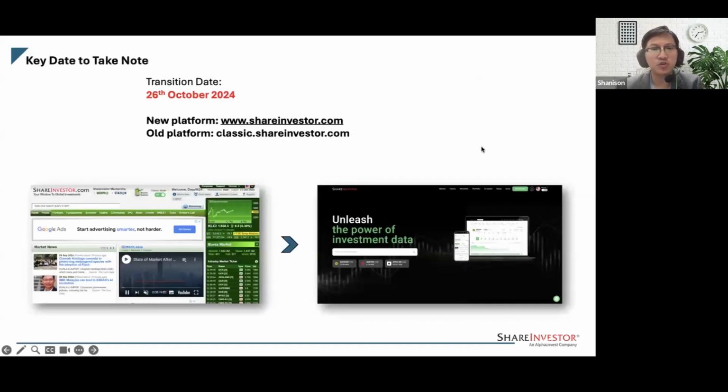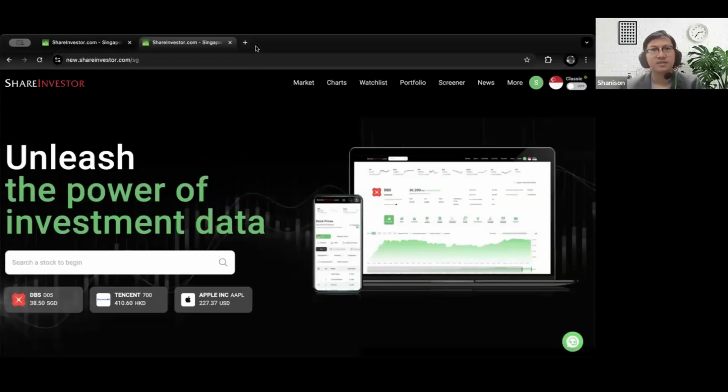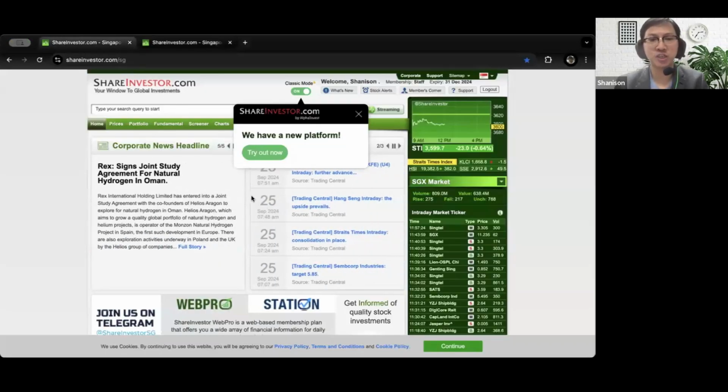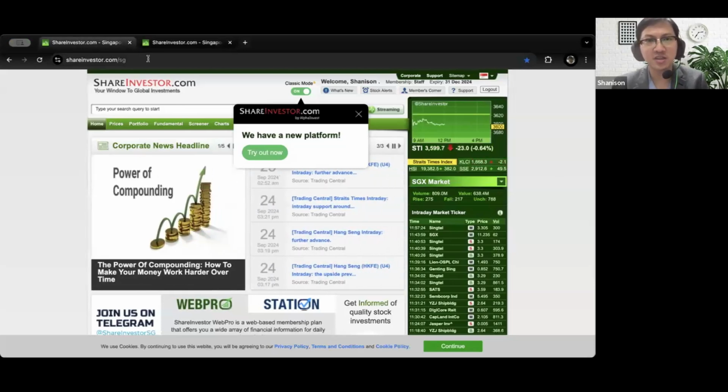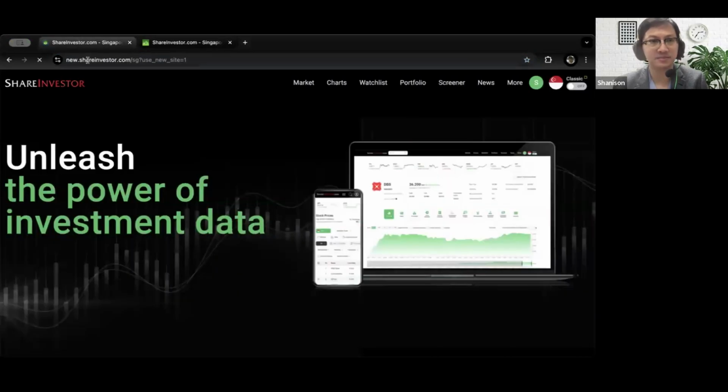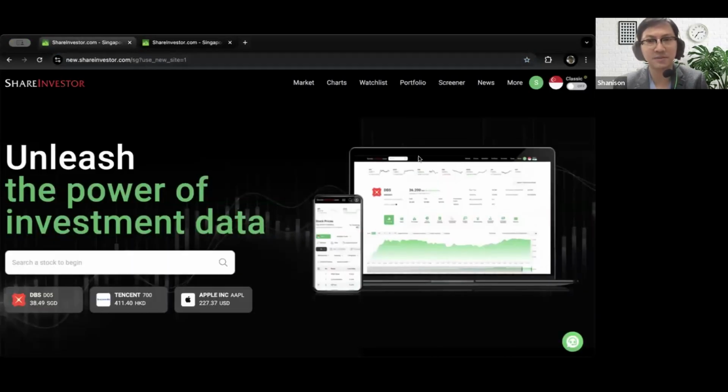So let me go to the platform and do a demo. Okay, so just now I shared how you toggle between the classic Shareinvestor.com and the new Shareinvestor.com. This is the existing Shareinvestor.com that you have been using. You can click here, try out now, or click here to toggle the classic mode.